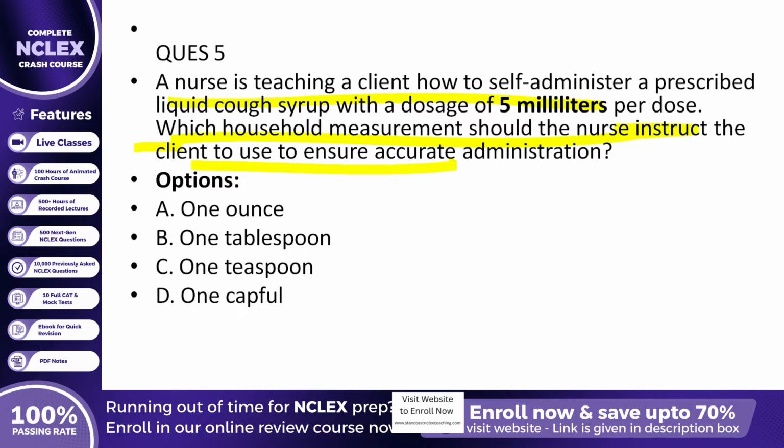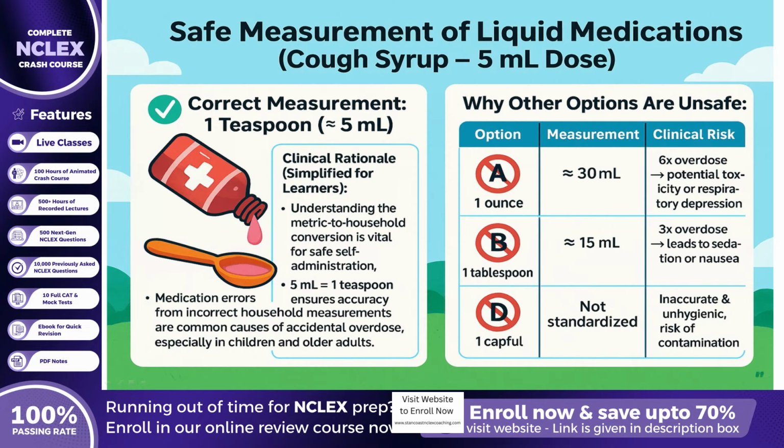The reason behind this lies in understanding the equivalency between metric and household units. 5 milliliters is approximately equal to 1 teaspoon, and teaching this conversion is crucial in preventing dosing errors, particularly in clients administering medications at home. Medication measurement errors are one of the most preventable causes of accidental overdose, especially among children and the elderly. Nurses must ensure that clients not only understand the correct measurement, but also demonstrate it accurately before discharge.